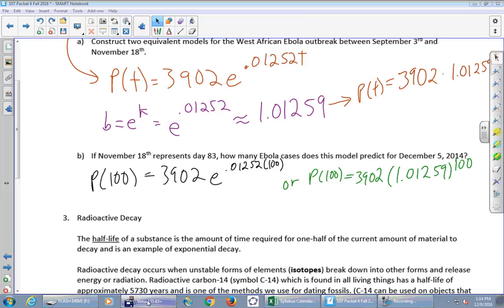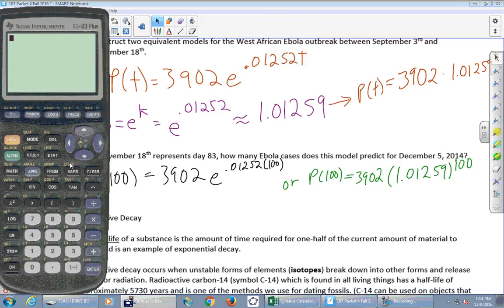So let's show you on the calculator here. Okay, so the first one, 3902 times e to the 0.01252 times 100. So 13,646 and change. That's 100 days in. Compared to, we can type this version of things, 3902 times 1.01259 raised to the 100.